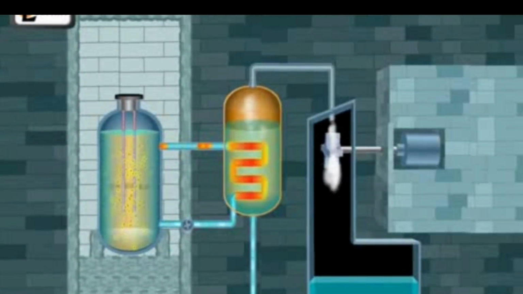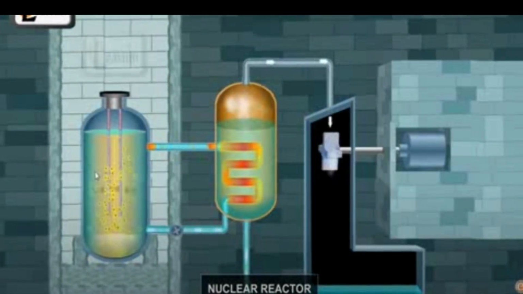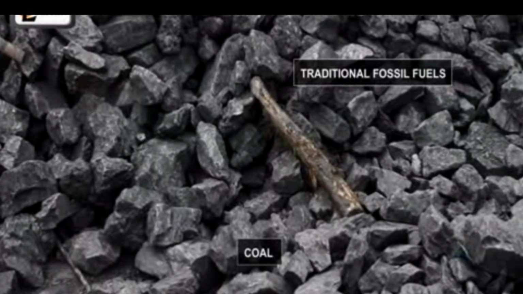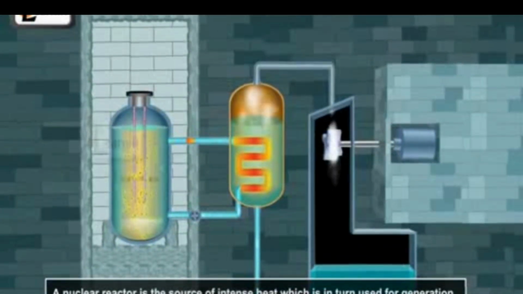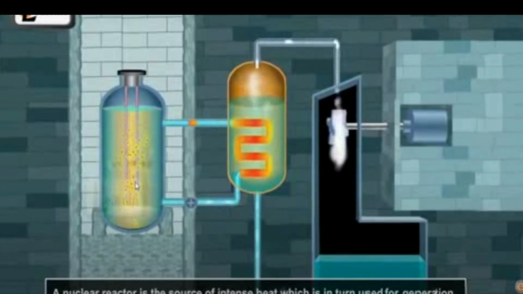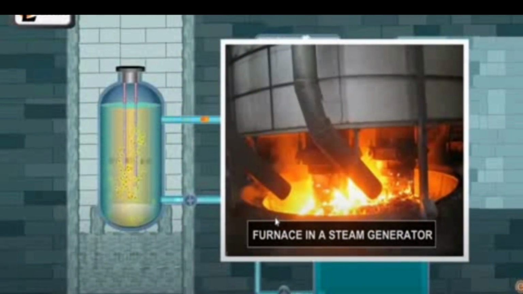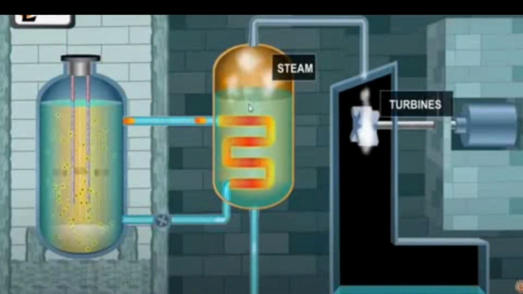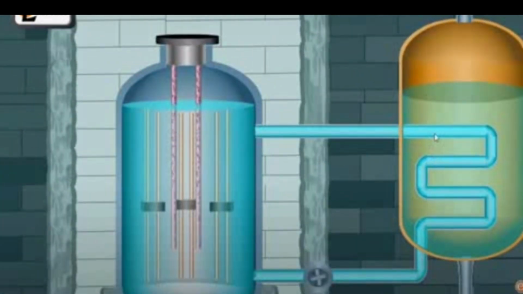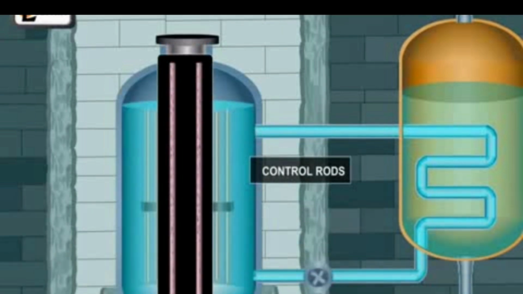Now, a schematic diagram and animation of the function of the nuclear reactor. Here, it's a nuclear reactor. Initially, we used coal to produce power. Nowadays, we are using uranium. Uranium is fixed inside the nuclear reactor, and here are the control rods and the heat sink. Furnace, the steam generator, the steam. Steam is produced in the chamber. Water, D2O or H2O, or liquid sodium is inside that.